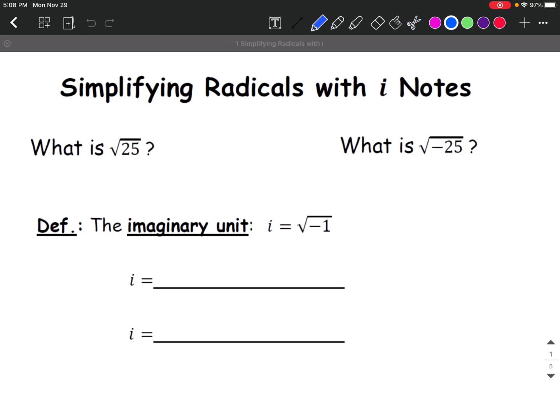Hi guys. Okay, so today we're going to look at simplifying radicals with I. And I know right now you have no idea what I is, but we're going to get to that.